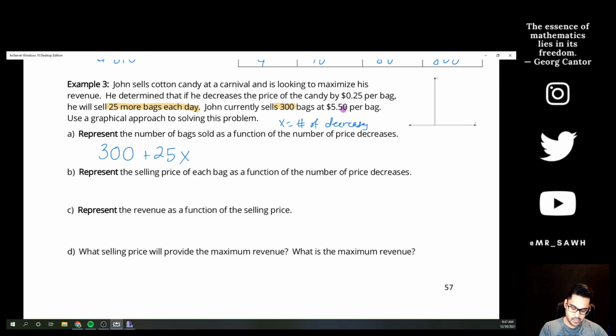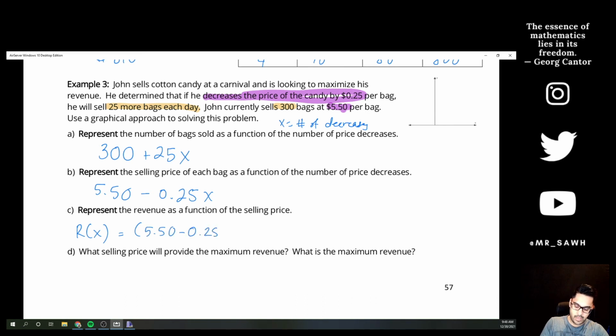So current price is $5.50, and we're decreasing it by 25 cents every time. So there are my two expressions. So my revenue in terms of x is the price multiplied by the amount. So (5.50 minus 0.25x) multiplied by (300 plus 25x).